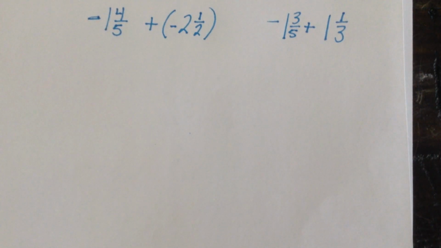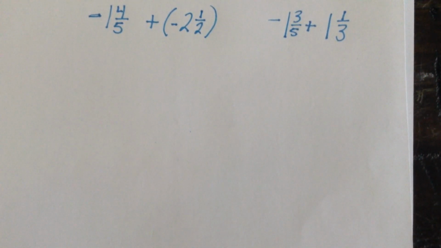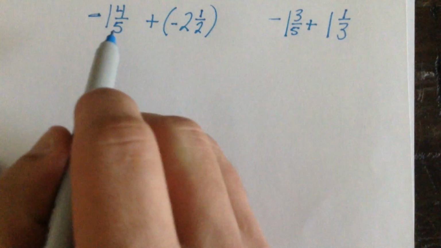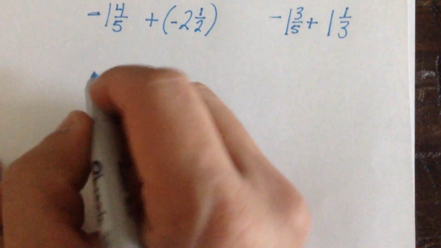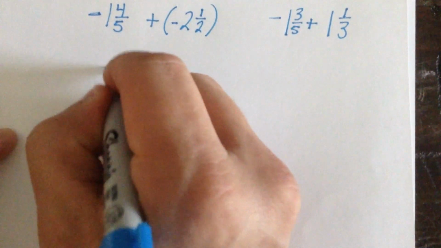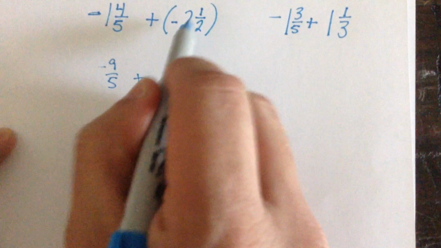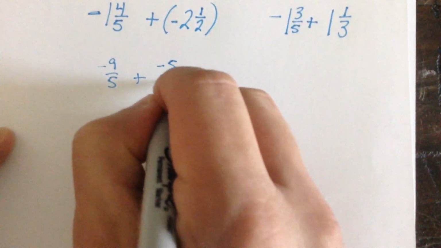Okay, in these two problems, you're asked to add mixed numbers, but this time they have negatives involved. When you have negatives, it helps to make it an improper fraction. It just makes your problem a little easier. So, I have negative 1 4/5, so 5 times 1 is 5, plus 4 is 9, so negative 9/5 plus 2 and 2 is 4, plus 1 is 5, so negative 5 over 2.